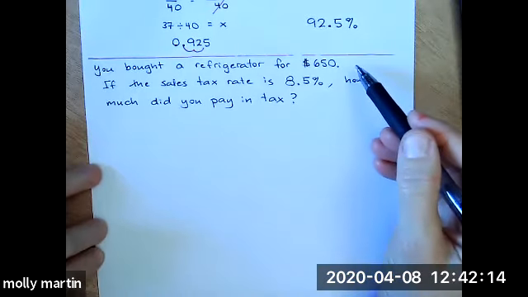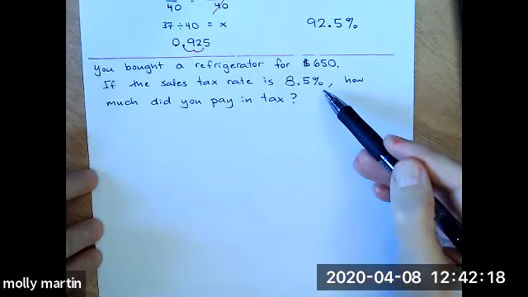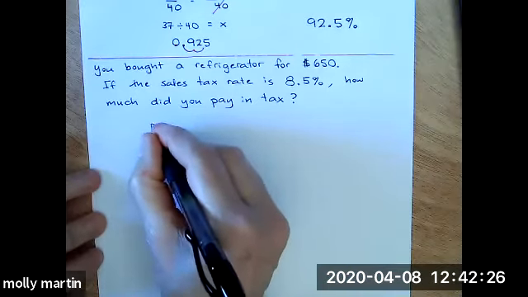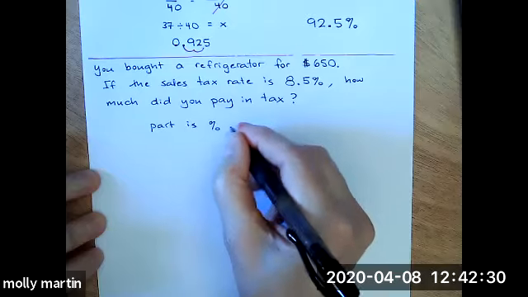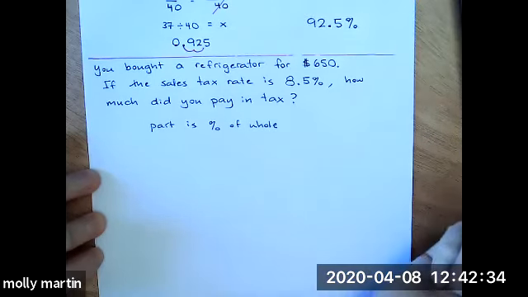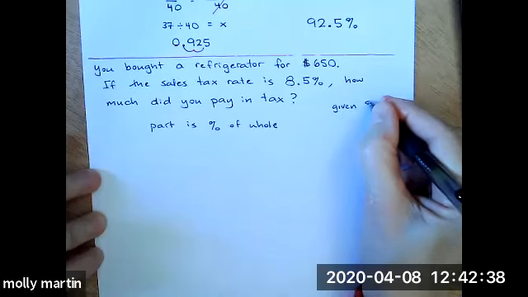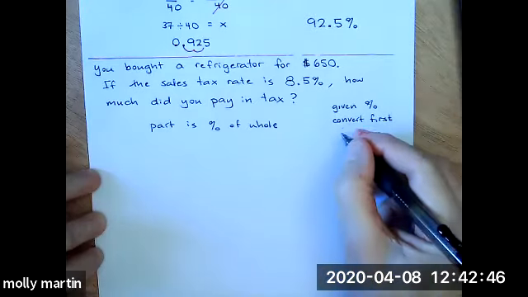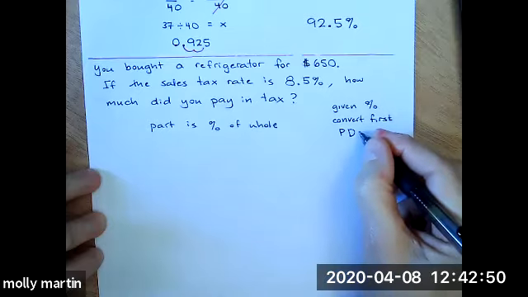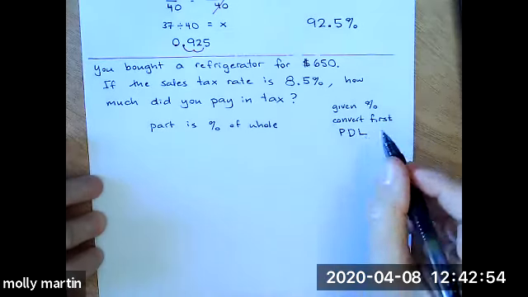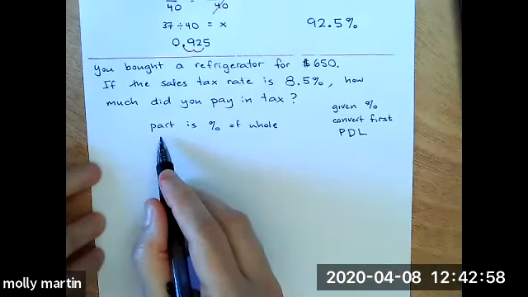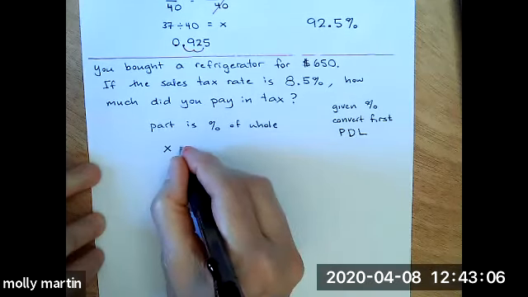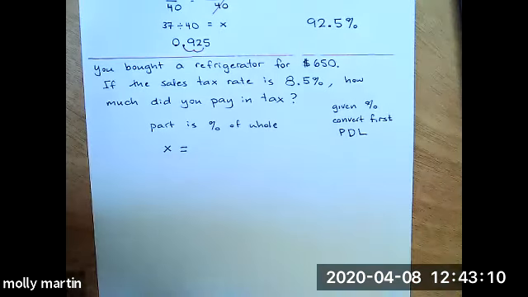You bought a refrigerator for $650. If the sales tax rate is 8.5%, how much did you pay in tax? So this is part is a percent of whole. In this one, we are given the percent, which means we convert at the very beginning of the problem. We have a percent, we want the decimal, so you go to the left 2 places to make that percentage into a decimal. I'm looking for the tax, that's the part. So that's X equals 8.5%.